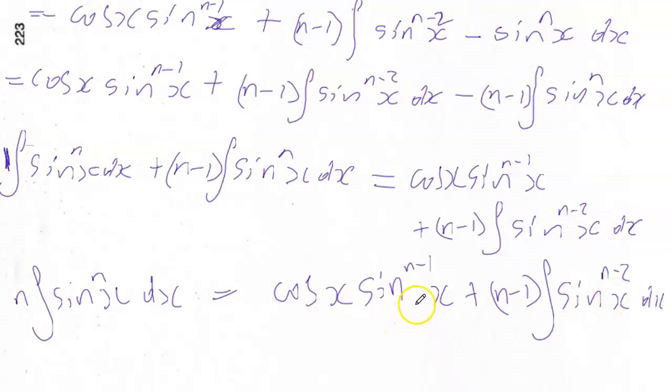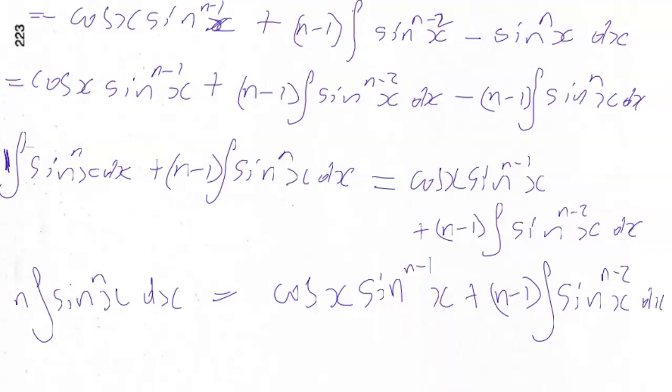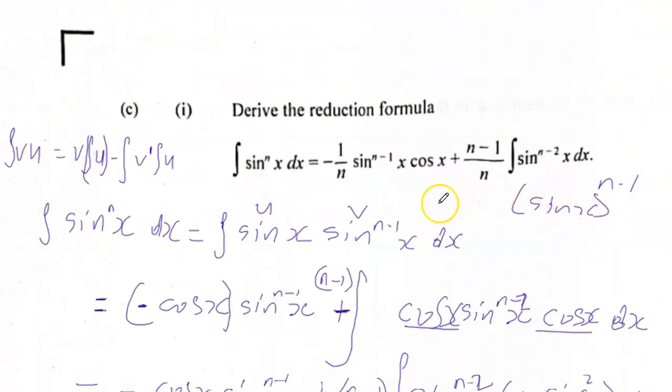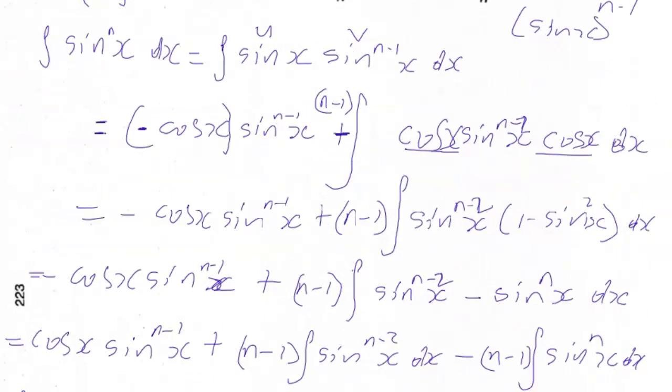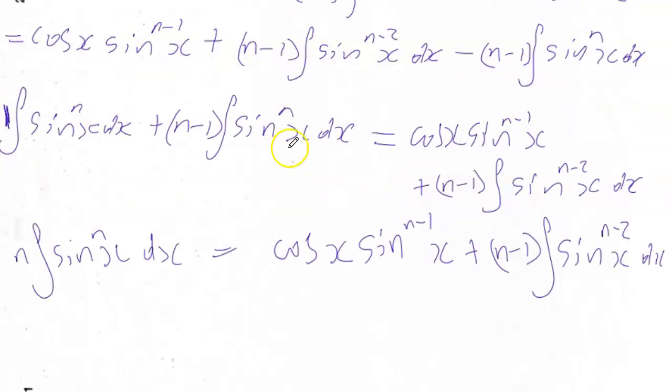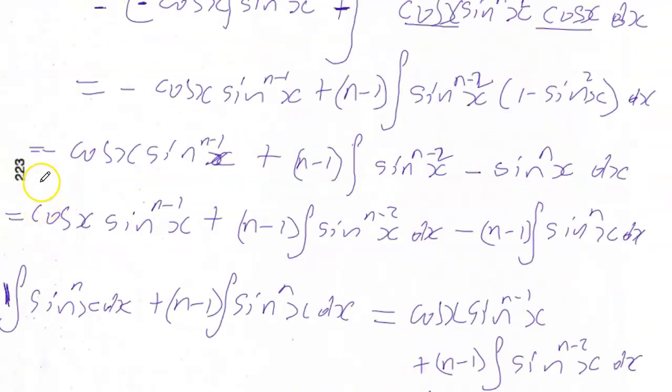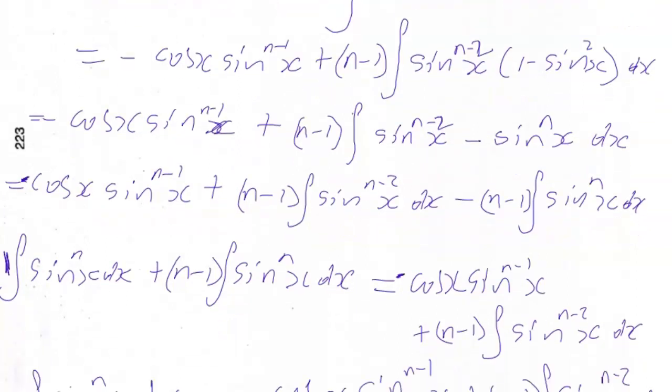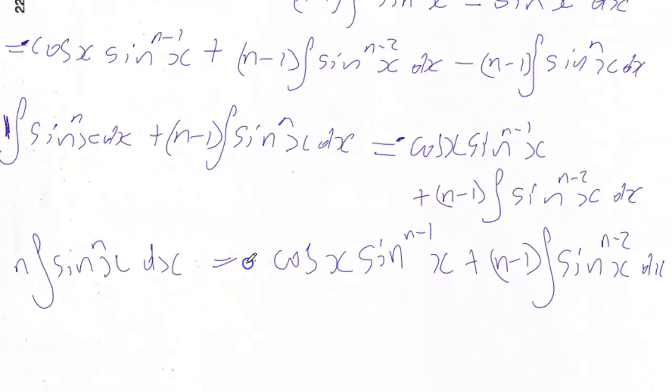And of course now we can divide, to get what we were asked to prove. So now we can divide both sides by n. By the way, the first term here was a negative term. So minus the cos x, this was a negative term. The first term was a negative term. So we're going to divide both sides by n.